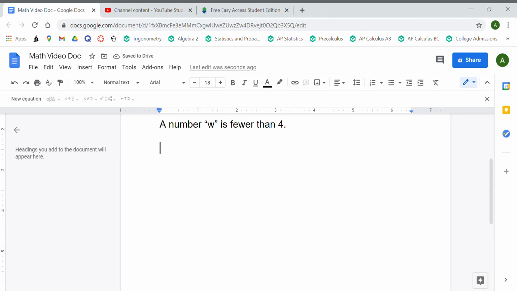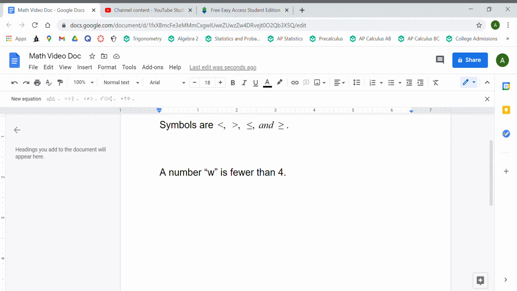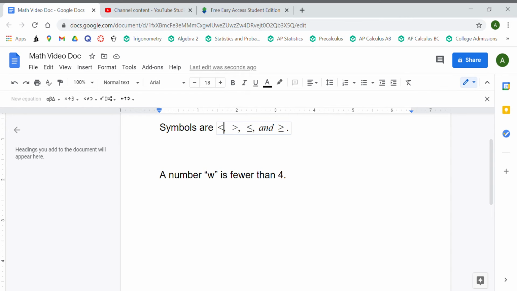So how do you think of this? Well, you know what fewer than means? It means less than. It's a synonym for less than. And which of these symbols represents less than? It would be this one, right? So really, you're just writing out W is less than 4. Why don't you give it a try?